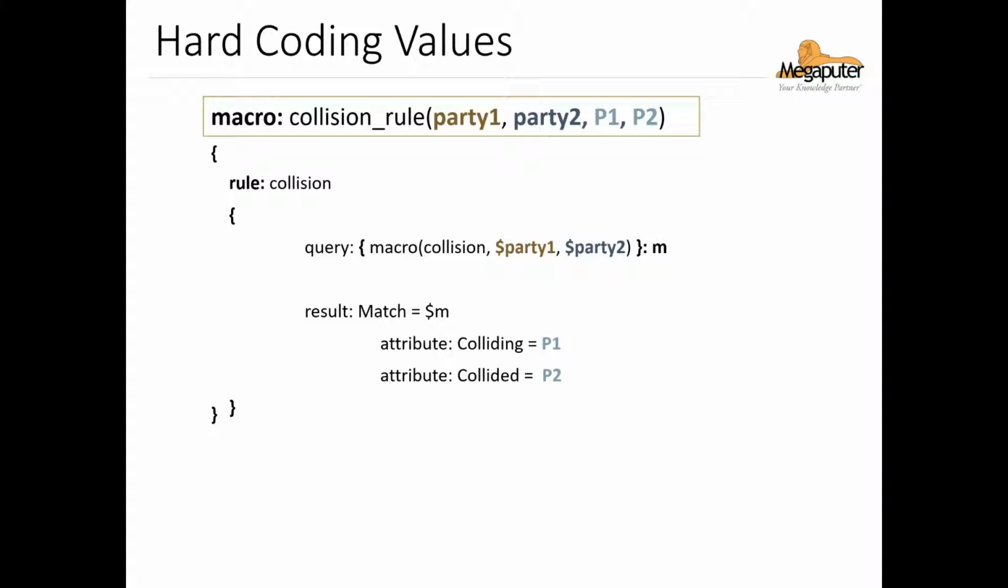Well, just use them as arguments. In this case, we're giving four arguments: party1, party2, p1, and p2. Party1 and party2, the named groups, are just being used as they would regularly be in the query macro. And then instead of returning those as our attributes, we're returning these other things called p1 and p2.